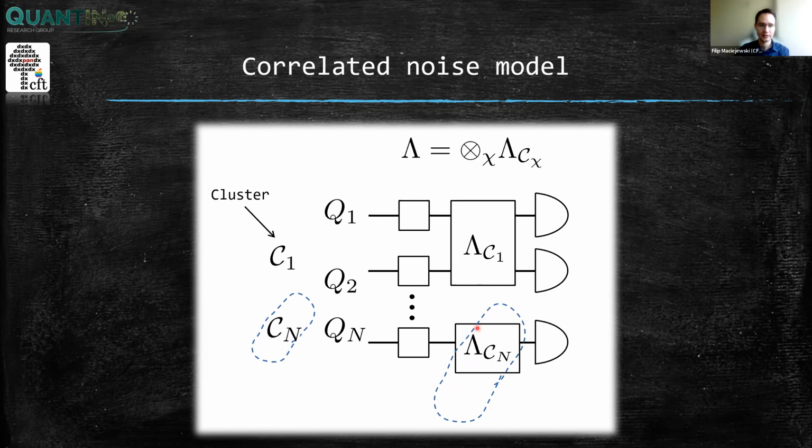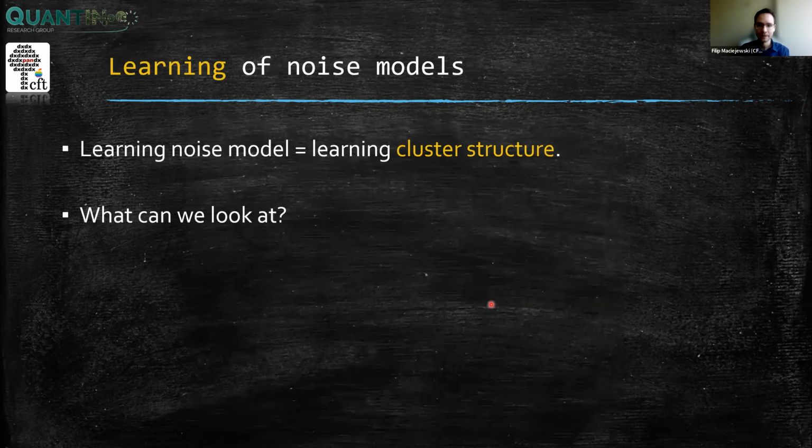So this is how it looks. Those error probabilities basically just multiply between the clusters. Of course, in reality this might be just an approximation of what's going on. The question is whether it is a good approximation.